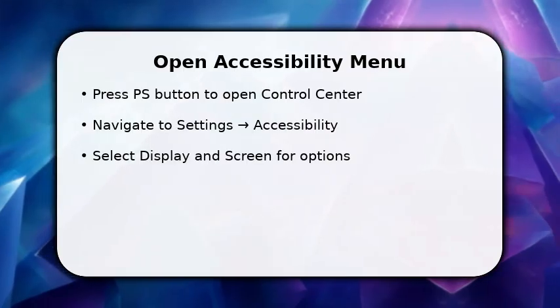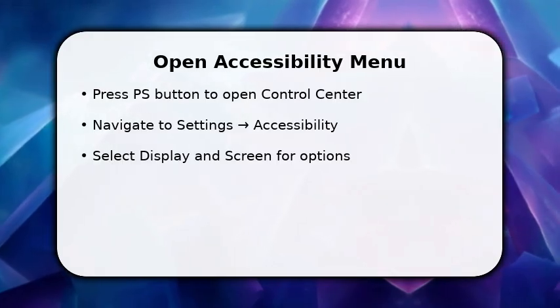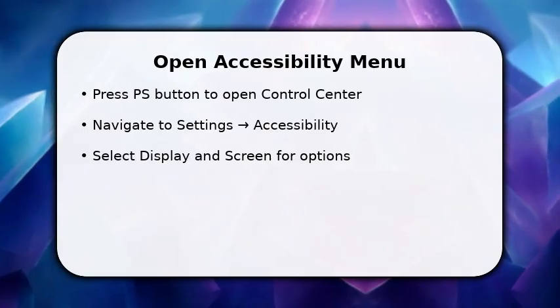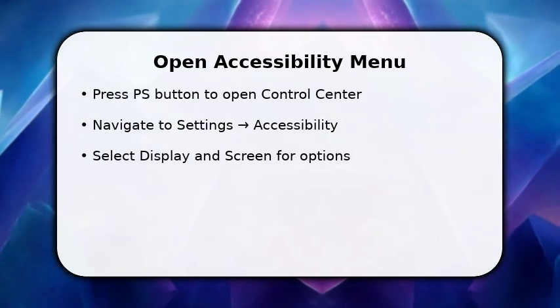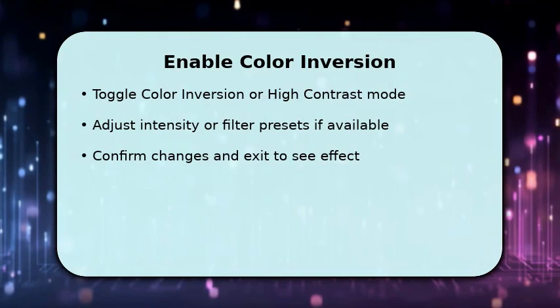Make sure your controller is responsive before proceeding, and if your screen is dim or mirrored, adjust brightness temporarily so you can see menu labels. Once ready, select Display and Screen to reveal color filters and inversion settings. You now enable color inversion or high contrast from the display settings.